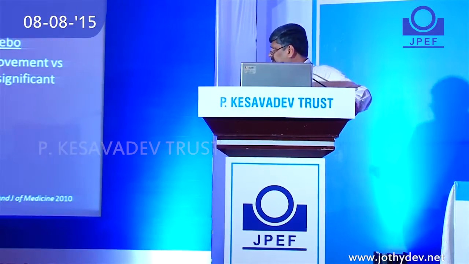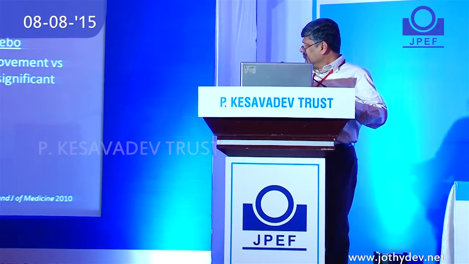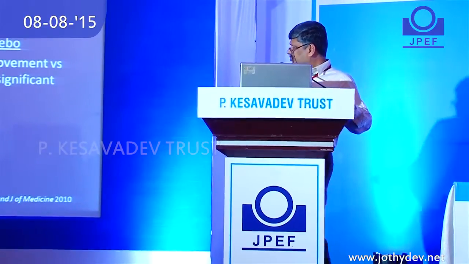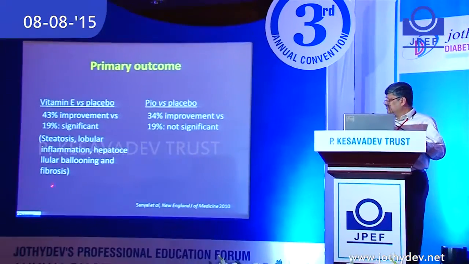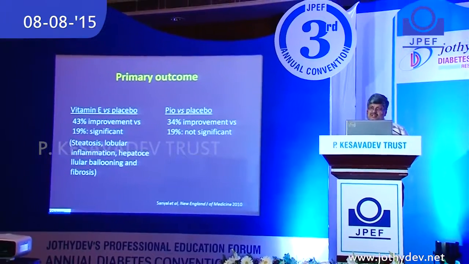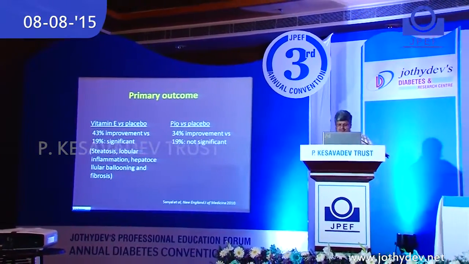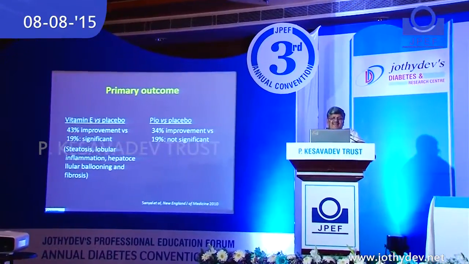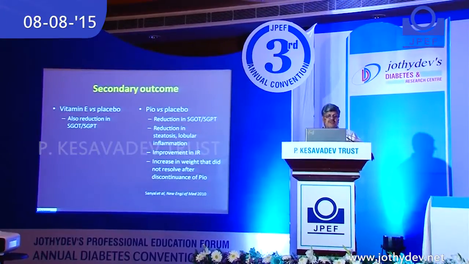This is what this study was. They took patients with NASH, without diabetes mellitus, cirrhosis and so on, and did a randomized controlled trial. What did they find? Vitamin E actually caused 43% improvement versus placebo in relation to steatosis, lobular inflammation, hepatocellular ballooning, and fibrosis. So hepatic parameters or histology improved significantly. Pioglitazone also had a modest or more or less similar but slightly less improvement in histology. Vitamin E also reduced the SGOT and SGPT.